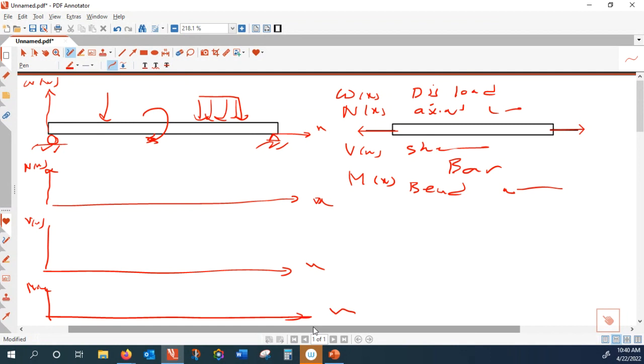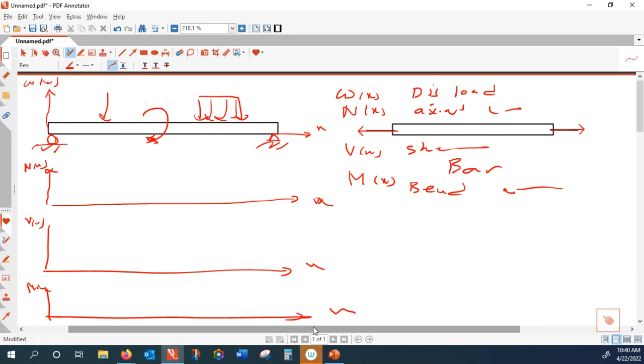So the first thing first, make sure your beam is labeled properly. If this doesn't have a label, it is a must. You have to give a label for every start or beginning of the zone: A, B, C, D, E, F. Otherwise, in writing the equation, definitely you make a mistake. So proper labeling is the key to a successful solution.